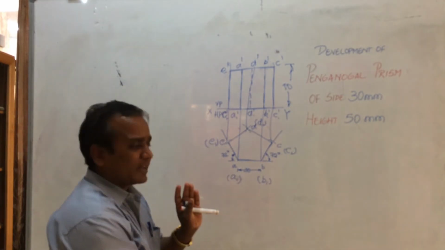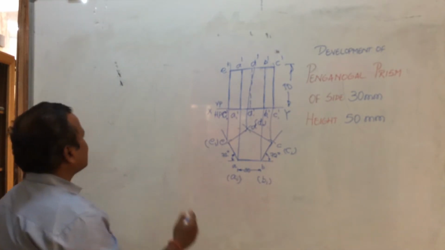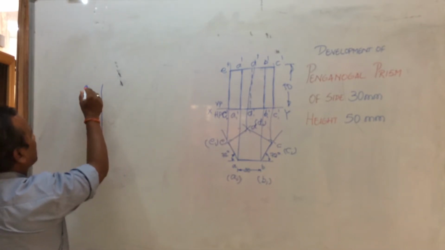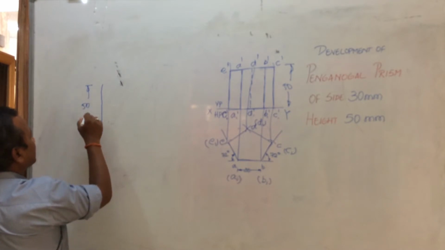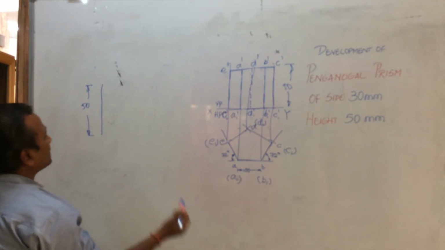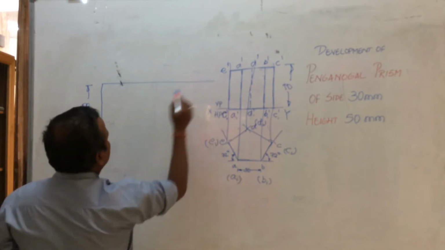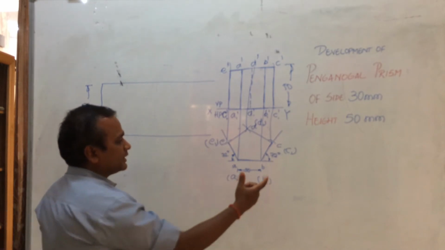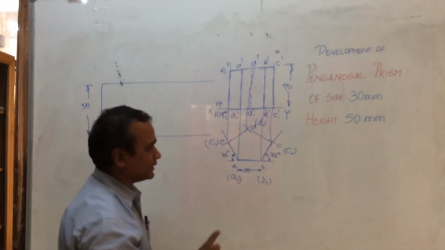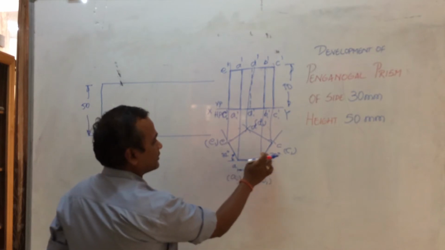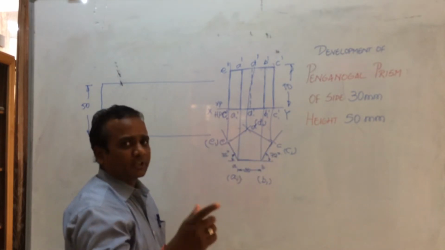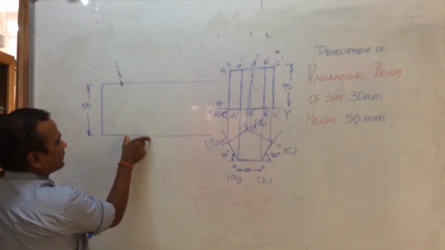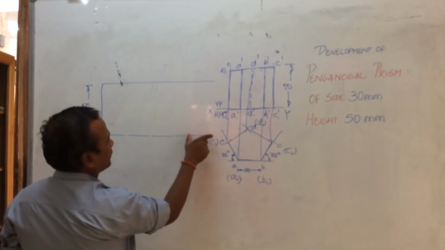Now the development of surfaces is done in this way. I just draw one line and keep a point that should be around 50 mm. Next I draw a horizontal line straight to some length. Taking a compass, I measure 30 mm, keeping in mind that the pentagon has 5 faces, 1, 2, 3, 4 and 5. Now measuring the 30 mm side with the compass, I cut this into 5 parts, 1, 2, 3, 4 and 5.